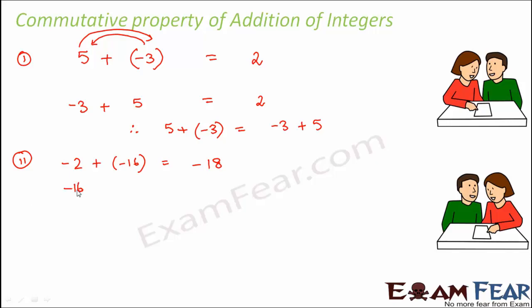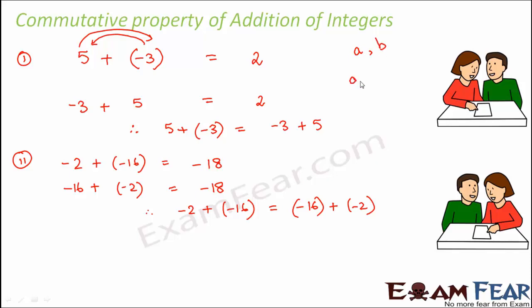Now let us say if we change the position, that is minus 16 plus minus 2, what do you get? In this you get minus 18 again. So from here also you see that minus 2 plus minus 16 is the same thing as minus 16 plus minus 2. So basically what does this prove? This proves that if you have any two integers a and b, then a plus b is always equal to b plus a.